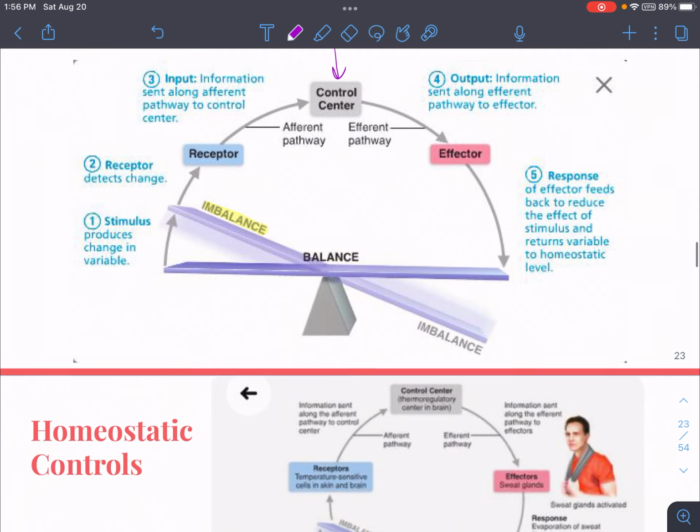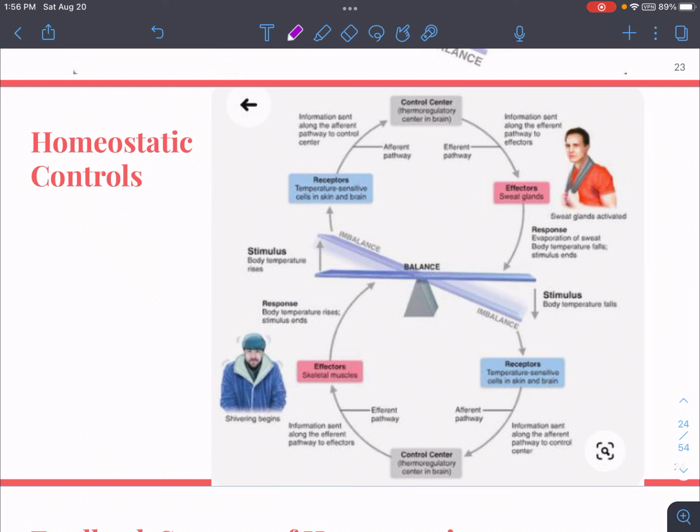So here are the examples I used earlier. You get really hot working out. Temperature sensitive cells in the skin and in the brain tell the body to start sweating to release extra heat. Or it's very cold outside. Not only does it produce goosebumps, it can cause you to shiver. Both of those are the body's way to help warm the body back up.